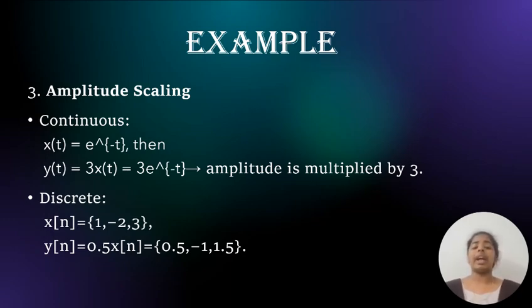For discrete, x of n equals 1, minus 2, 3. y of n equals 0.5 into x of n. Now 0.5 is multiplied with each number. So 1 into 0.5 is 0.5, minus 2 into 0.5 is minus 1, 3 into 0.5 is 1.5.